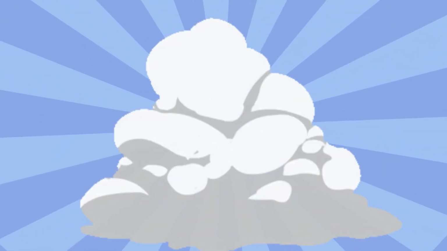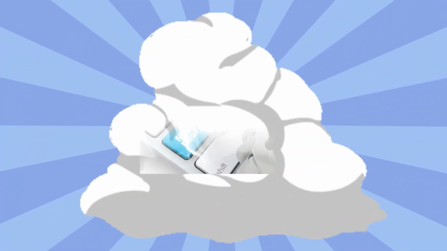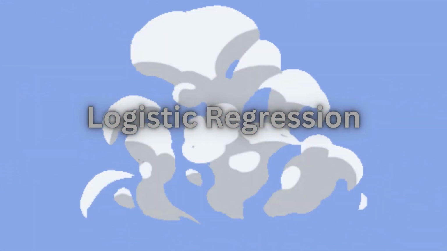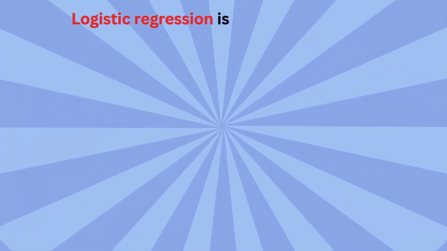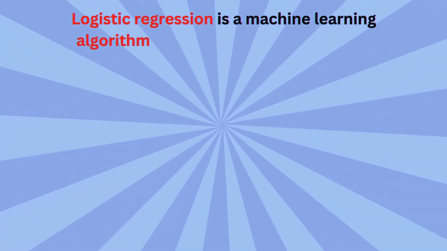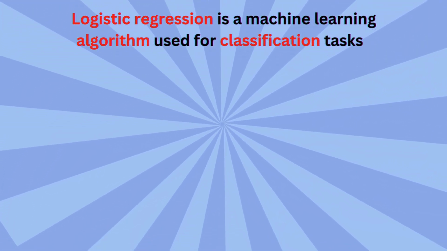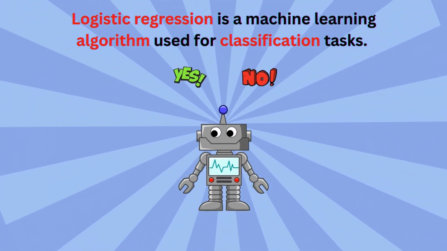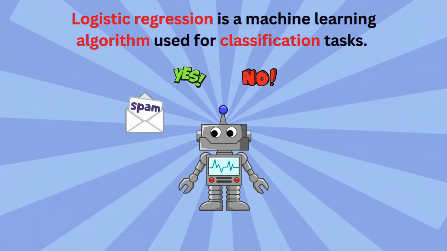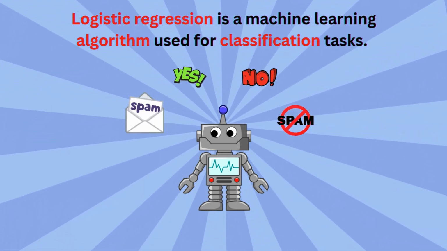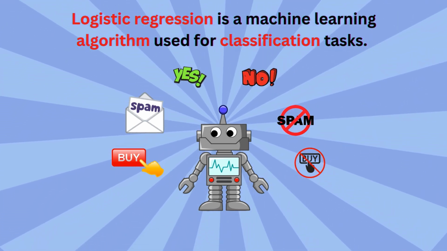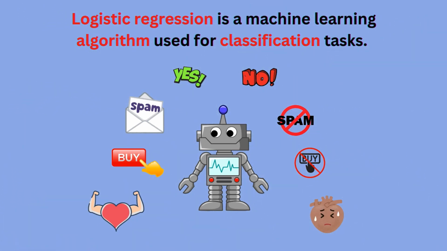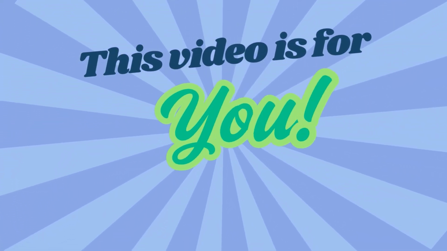Today, we are going to dive into another important machine learning algorithm, which is logistic regression. Logistic regression is a machine learning algorithm used for classification tasks. If you have ever wondered how machines make yes or no decisions, like detecting spam emails or not, predicting if a customer will buy a product or not, or determining whether something is healthy or unhealthy, then this video is for you.